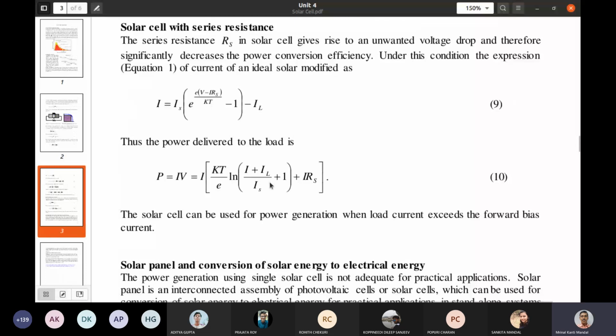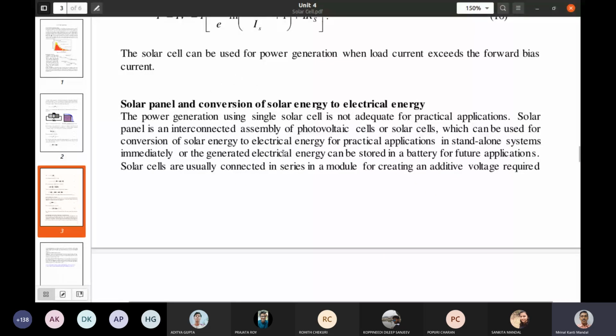And under this, the power delivered to the load will be like this: I = (kT/e) ln(IL/IS + 1) + IRS. This is the drop across the series resistance that can be considered if we consider some series resistance. Now next we consider solar panel, or conversion of solar energy to electrical energy.